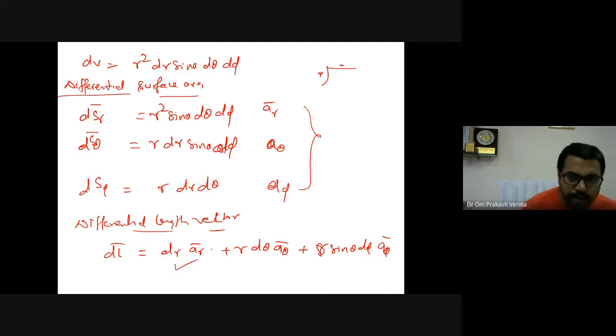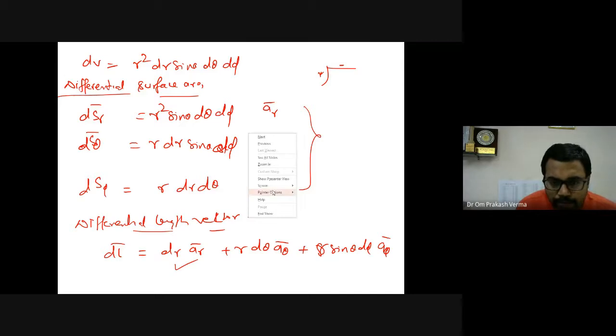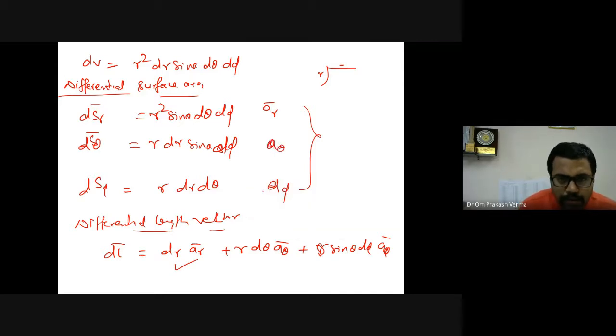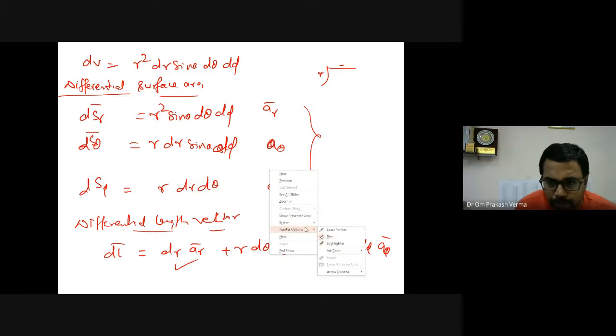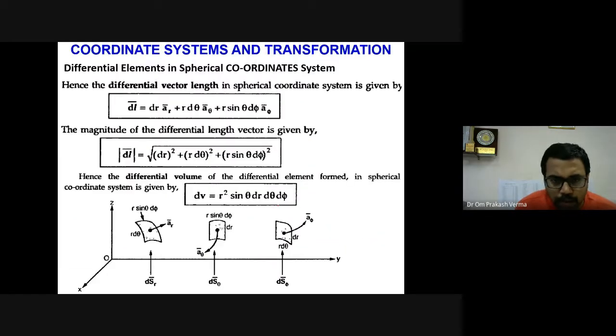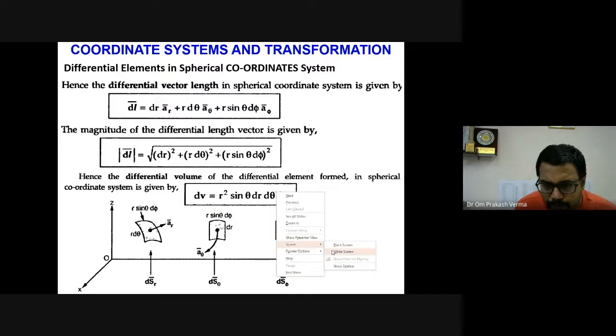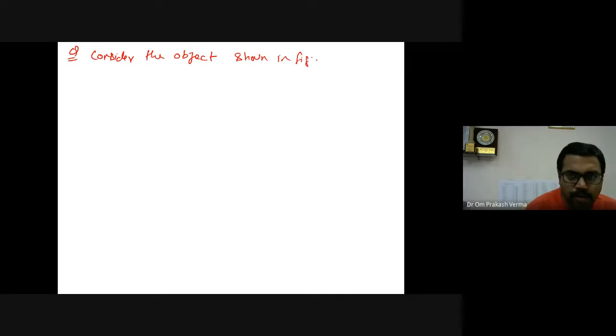Now we have one problem, and try to solve it by yourself as an assignment problem. If you feel any problem in solving this, you may ask, or you can drop a mail to me for the solution. So the problem is: consider the object shown in the figure. The figure is like this one.